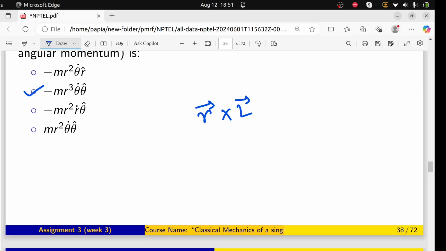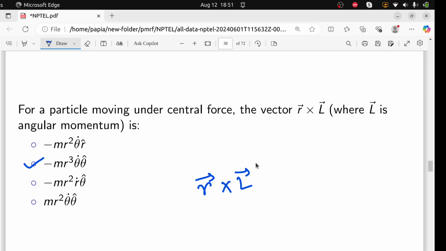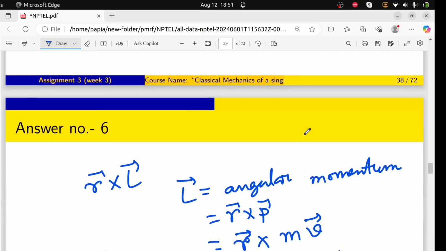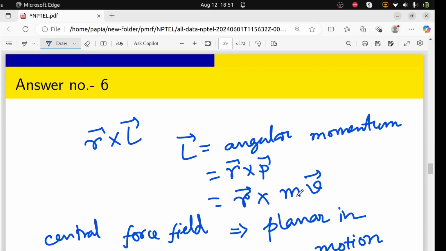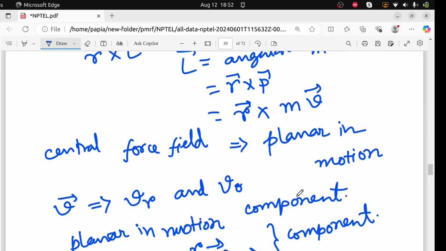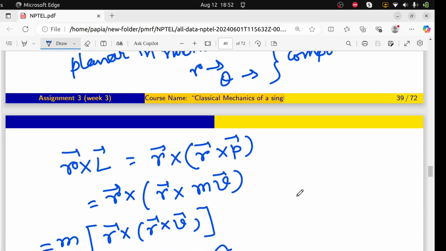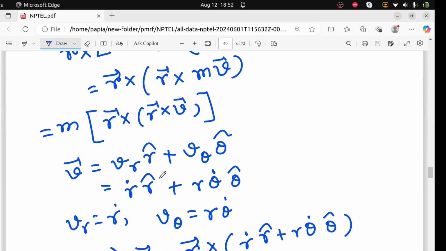So what I did in that question, they are asking that in the central force, what will be the value of r cap cross l cap. So for that l cap I know r cross mv, and as it is a central force field, we just write the v vector as in the planar motion, and for the planar motion, our v vector has two components, vr and v theta. So what is the value of vr and v theta here? The expression of vr is r dot and v theta is r theta dot. So we will just write the v vector equals r dot r cap plus r theta dot theta cap.